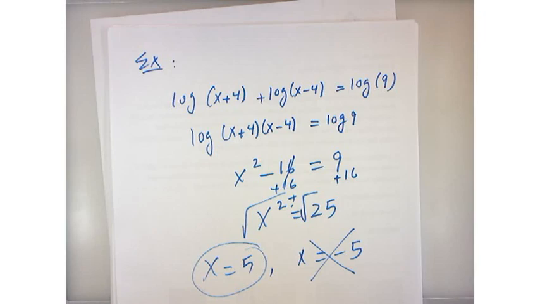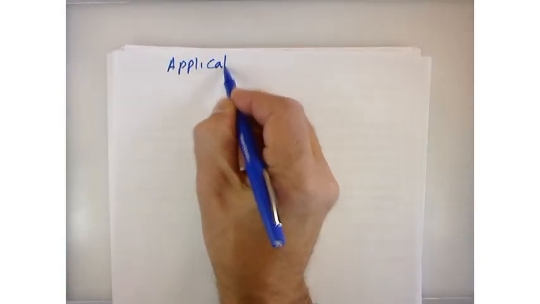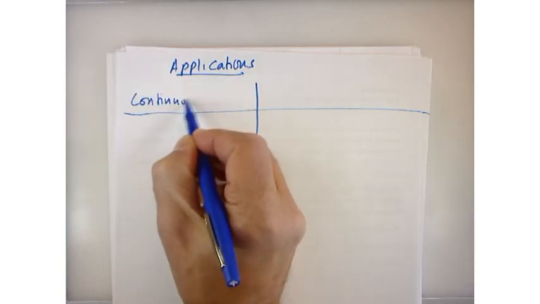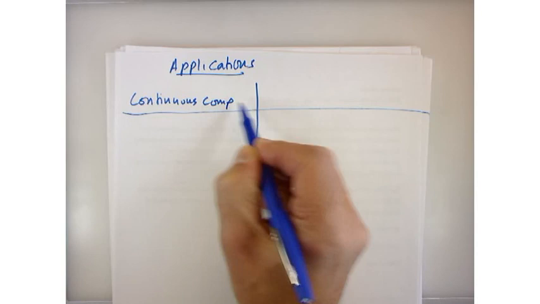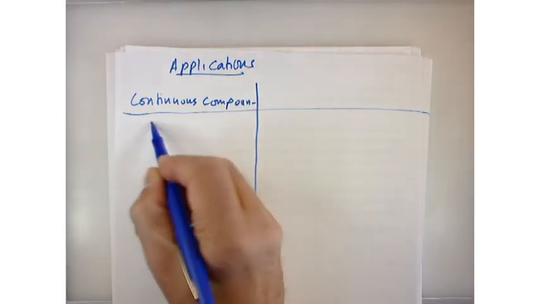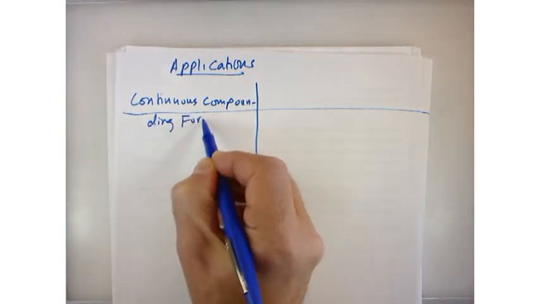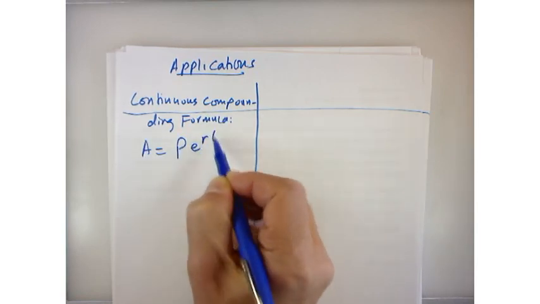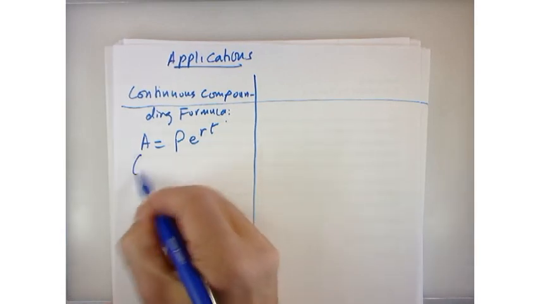Okay, now for applications, again, we're still in 11.7. It's a long section. So I'm going to do applications, but I want to review for exponentials and then do logs. So in exponentials, we did the continuous compounding formula, which is A equals Pe to the rt. That's an example of exponential growth.